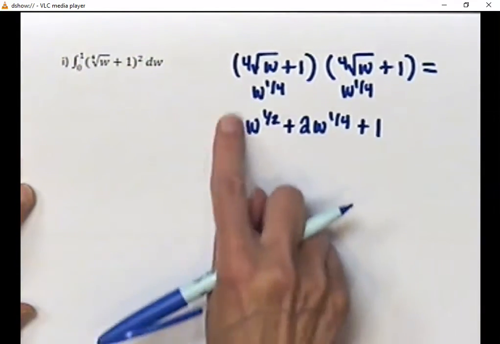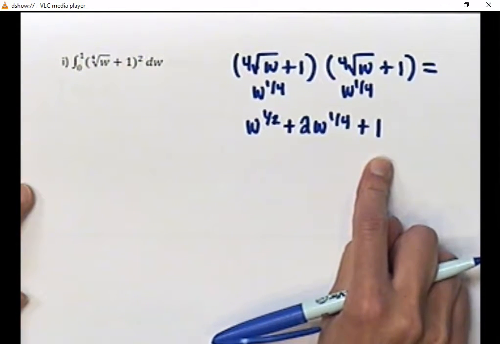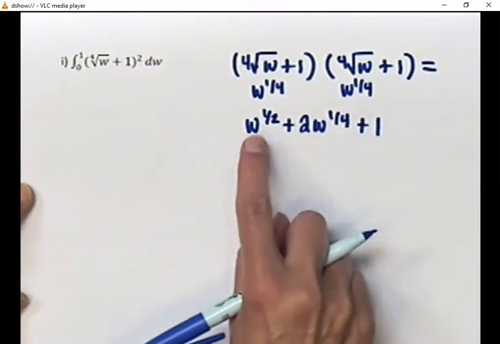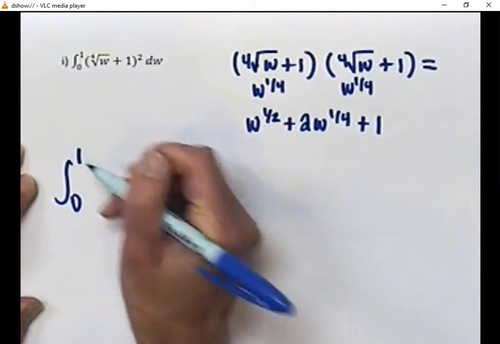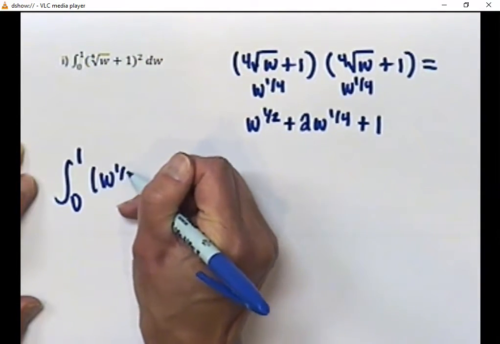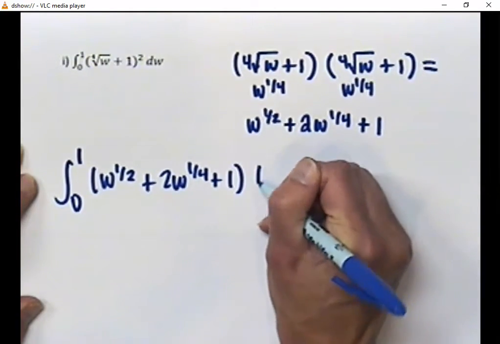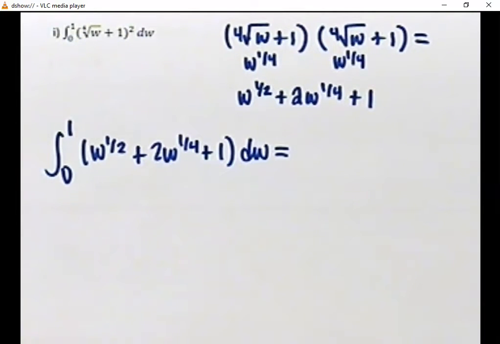Does this seem like something I could integrate once I've FOILed it out? What do you think now? In this form? Sure, because they're all separate terms and they all have powers. I can just use a power rule. So I'm just going to FOIL that out. I get w to the 1/2, 2w to the 1/4 plus 1 dw. And once I FOIL it out, that shouldn't be too hard to integrate. So this one didn't really require a substitution. Just a bit of simplifying, and then you can get to the answer here.